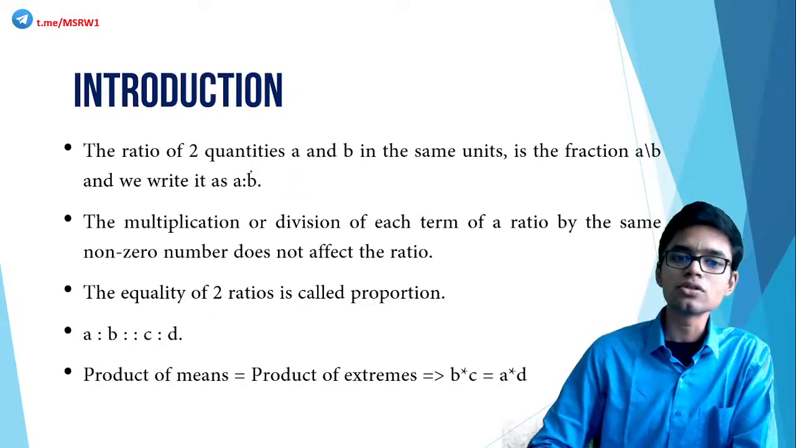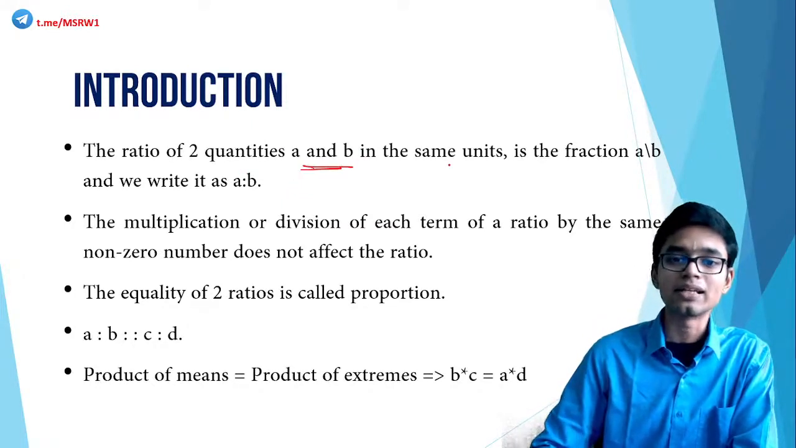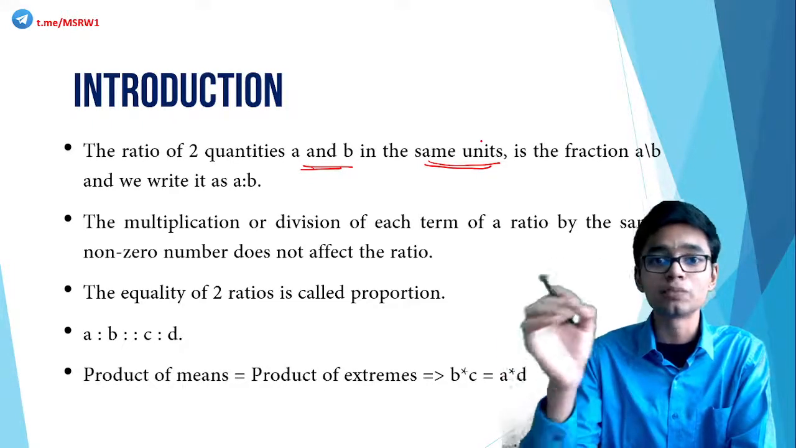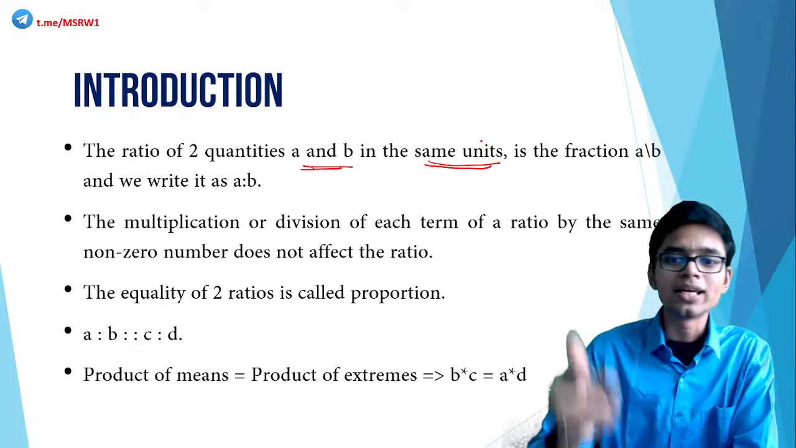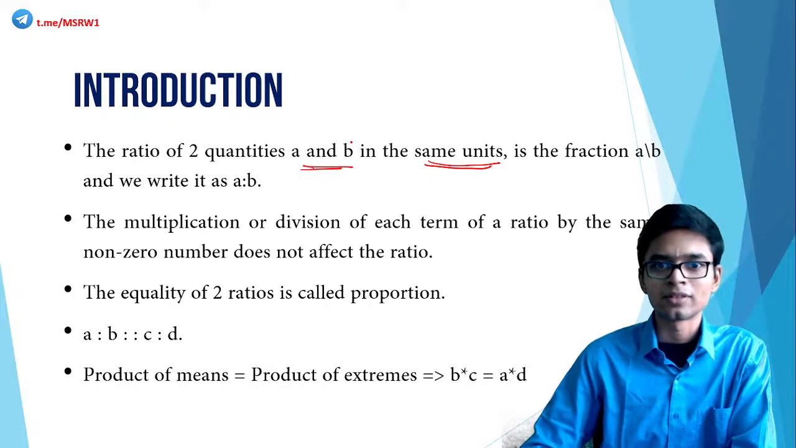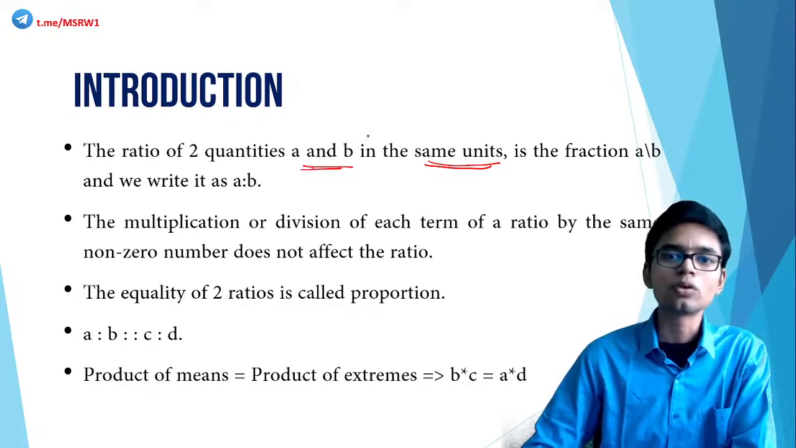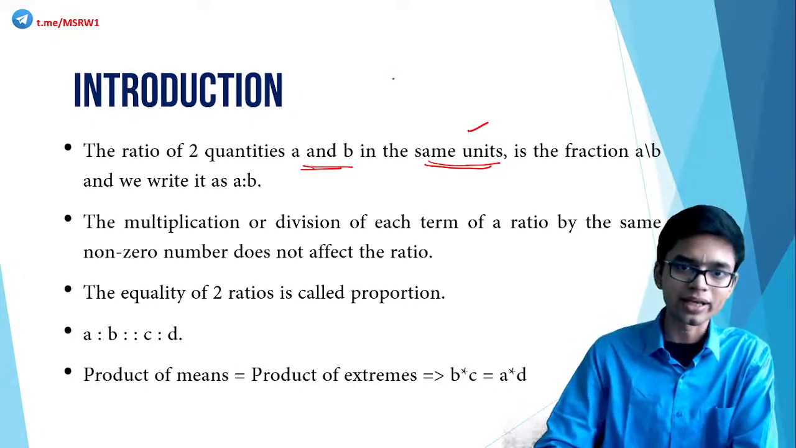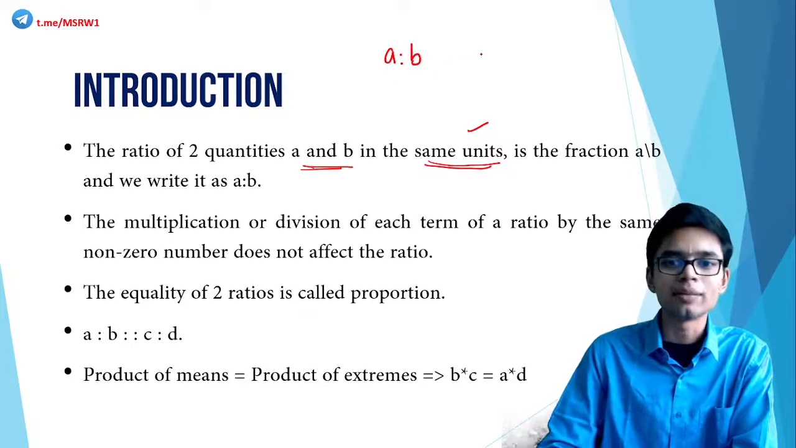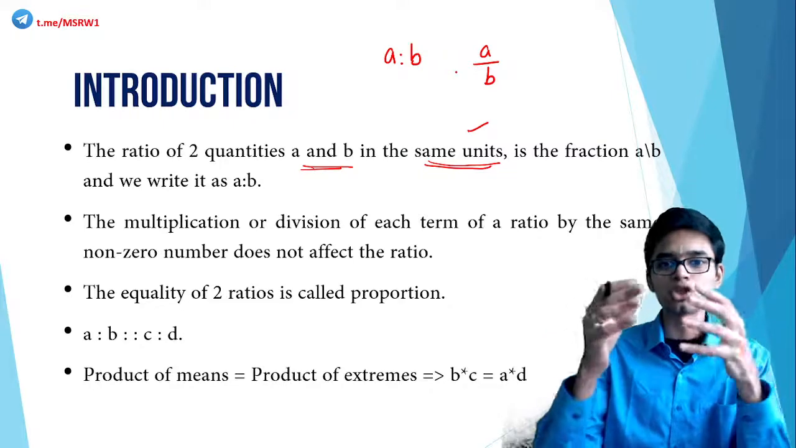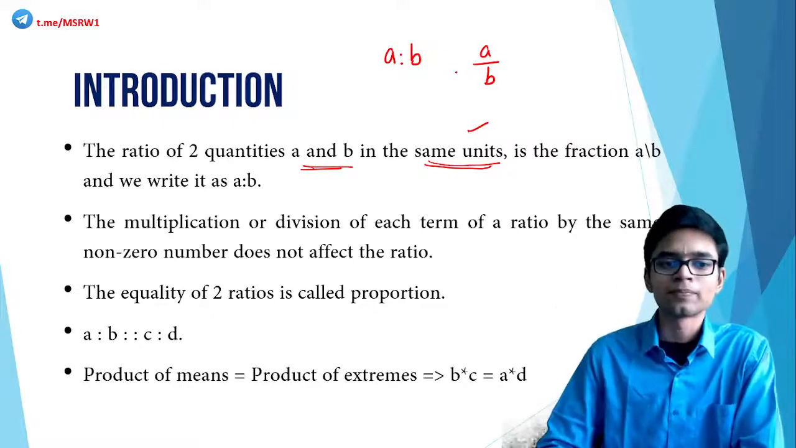So the ratio of two quantities A and B in the same units, that is very important. Please keep in mind, both A and B should be of the same unit. It is the fraction A by B, and we write it as A is to B. Clear? So both of these quantities should be in the same units, and if so, they can be written as A by B or A is to B. So basically, A is to B can be written as A by B. Both are the same, because it shows the ratio of A with B.